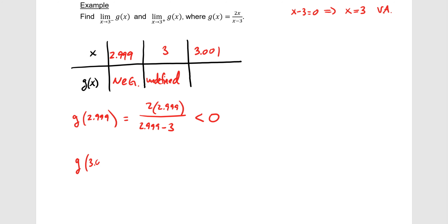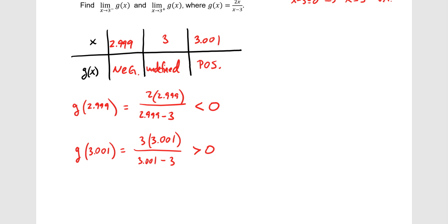Now let's do g of 3.001, and we plug that in. And hopefully you're kind of looking ahead and seeing what's going to happen here. We plug this in, we get 3 times 3.001 divided by 3.001 minus 3. We know that this answer is going to be positive because the numerator is positive, so is the denominator. So we know that this answer is going to be positive. So you can see that we actually don't even have to find the exact value, which is nice.